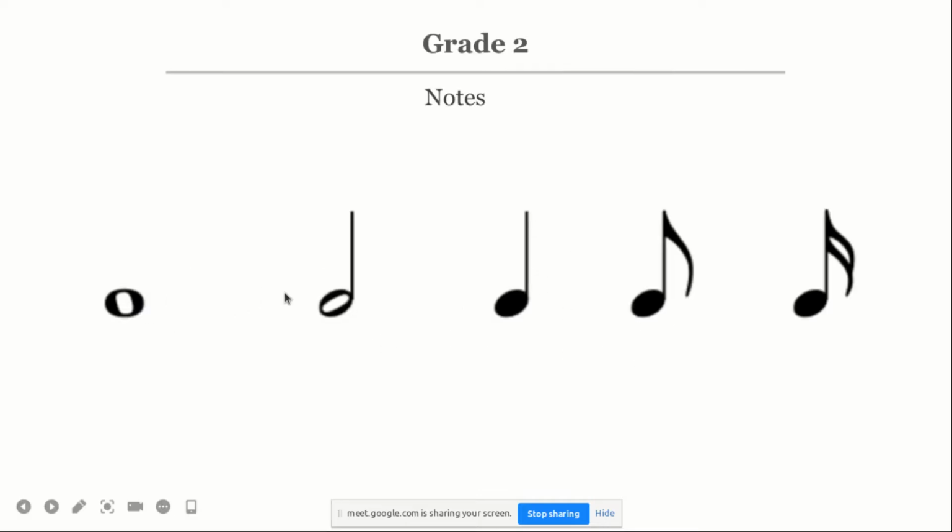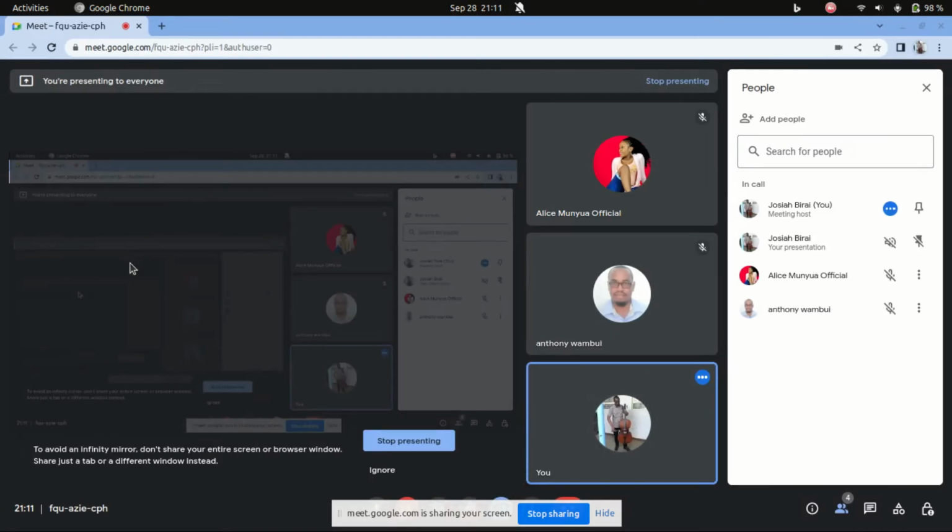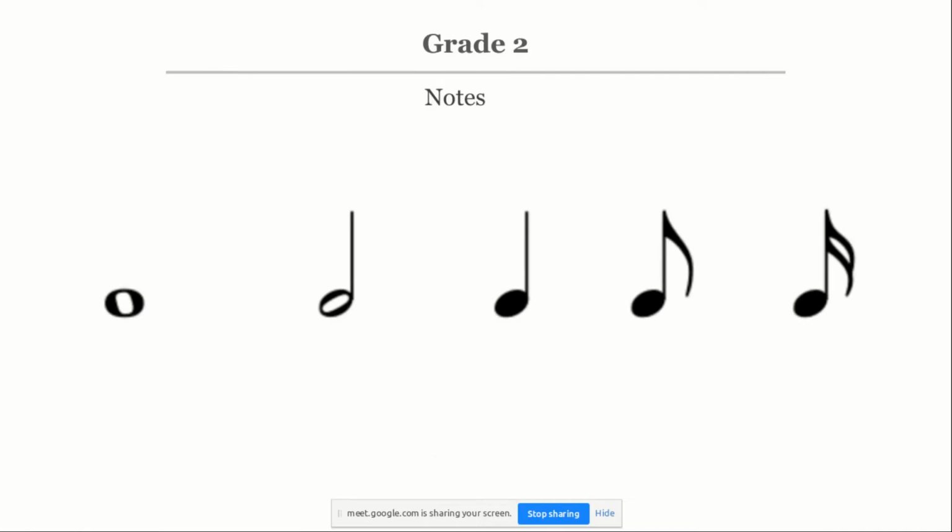So I hope you can remember the names for these notes. Let me see. Alice, kindly remind me the name of these notes. The first one on the left is a semibreve, followed by a minim, and then a crotchet, and then a quaver, followed by a semiquaver. Oh, how did you know that?